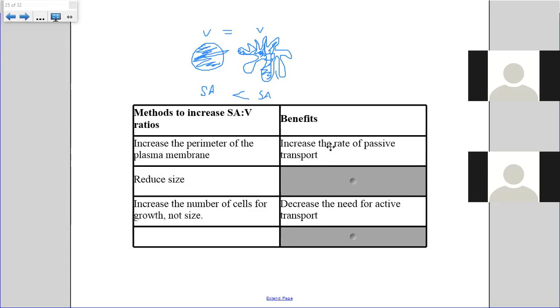You're going to increase the rate of passive transport. And that's both in and out, right? So you have waste materials that you've got to get out as well, and resources you need to get in. And then, like I said, waste that you need to get out. It also, don't forget about the enzymatic reactions.